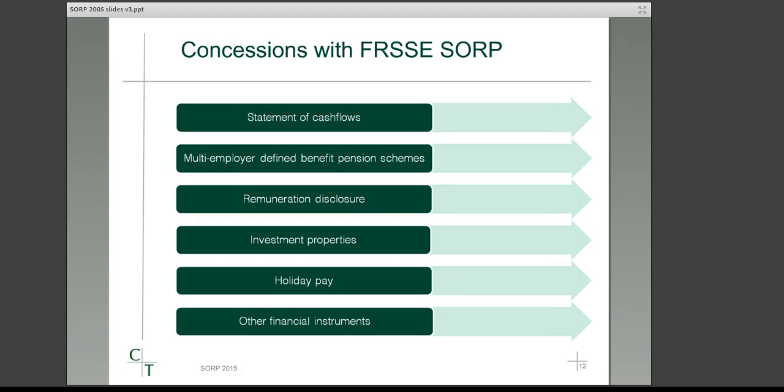I've talked about remuneration for key management personnel already, and with the FRSSE version of the SORP, then you don't have to make that disclosure of remuneration to these personnel. So that could be a benefit that many charities are going to take advantage of.